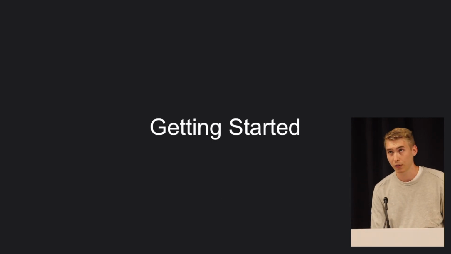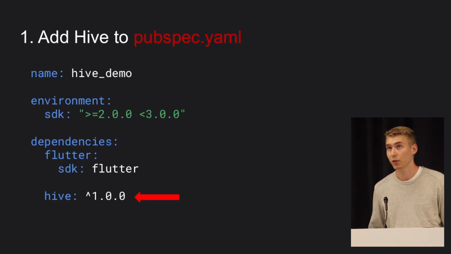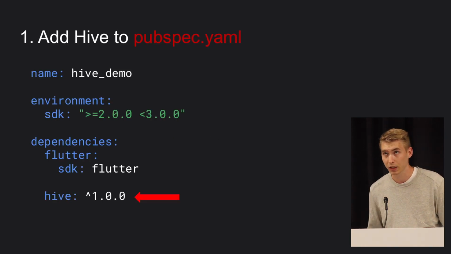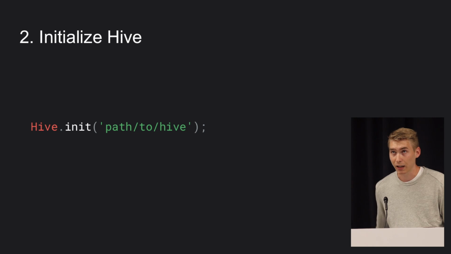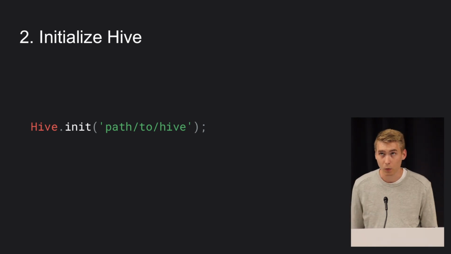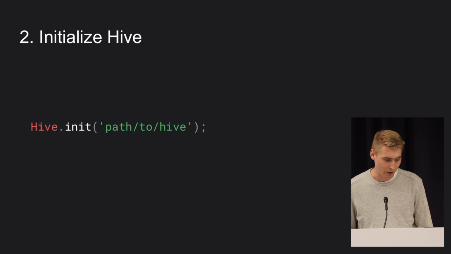So I'm now going to show you how to use Hive. The first step is, of course, to add it to your pubspec. You've probably seen this before if you use Flutter. Now, Hive needs a directory where it can store its data, and I recommend using the path provider from the Dart team, so you always get a valid path.